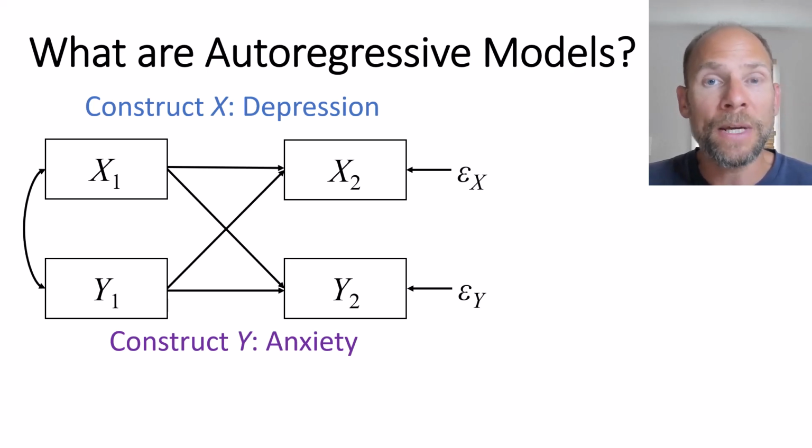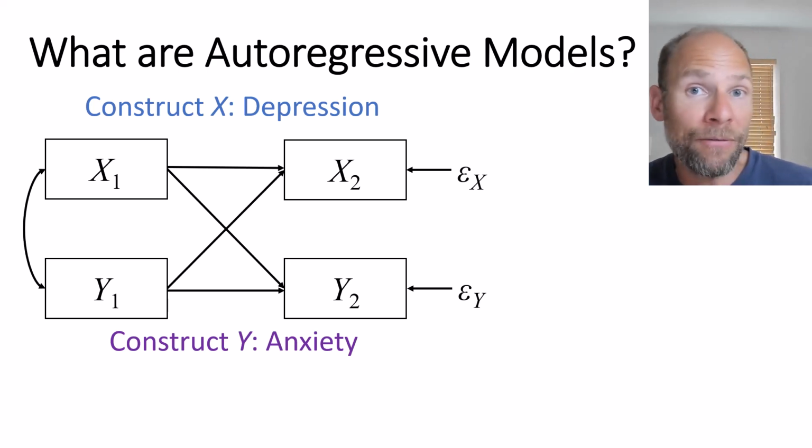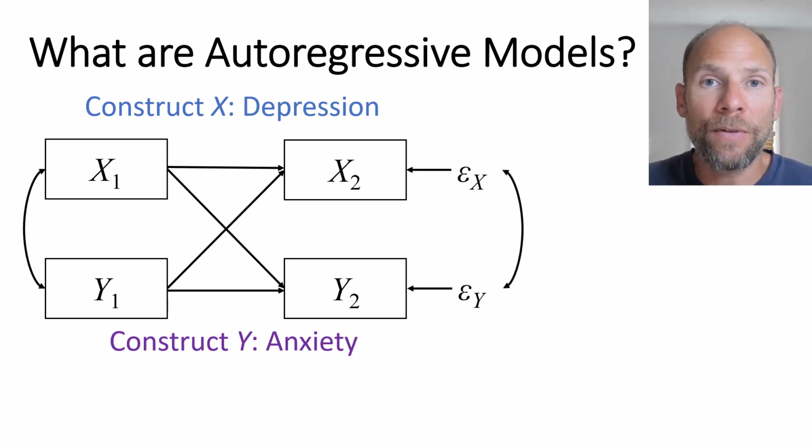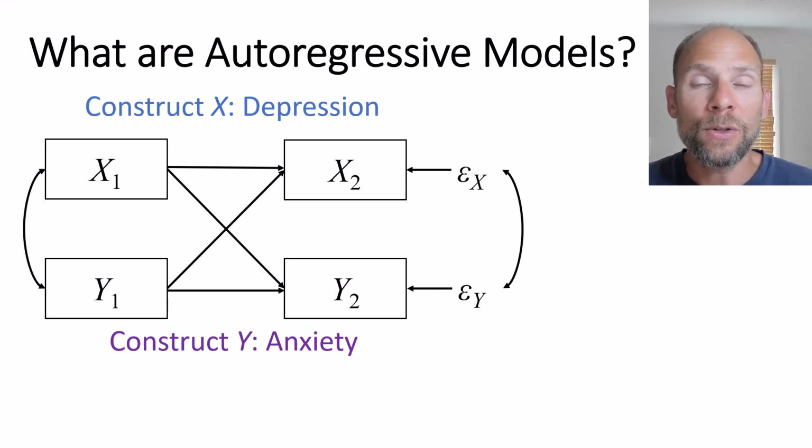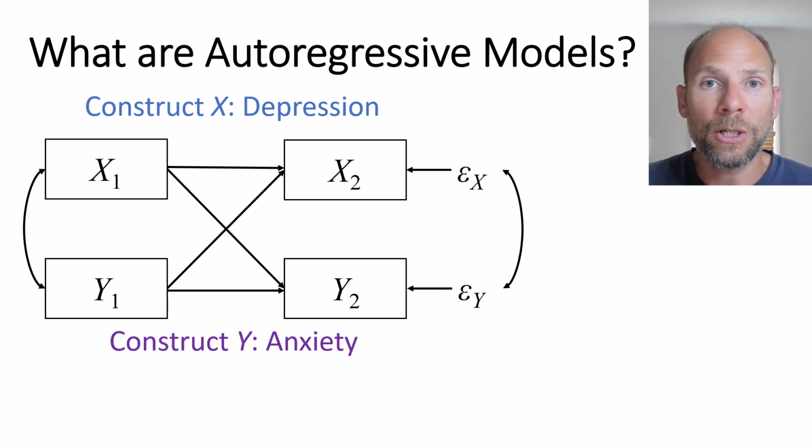In addition, we can, but we don't have to, also estimate the covariance between the error terms at the second time point and subsequent time points if we had additional time points. And that serves to account for potential shared time-specific influences at a given time point, so state effects, meaning situation-specific effects that affect both constructs at a given time point.